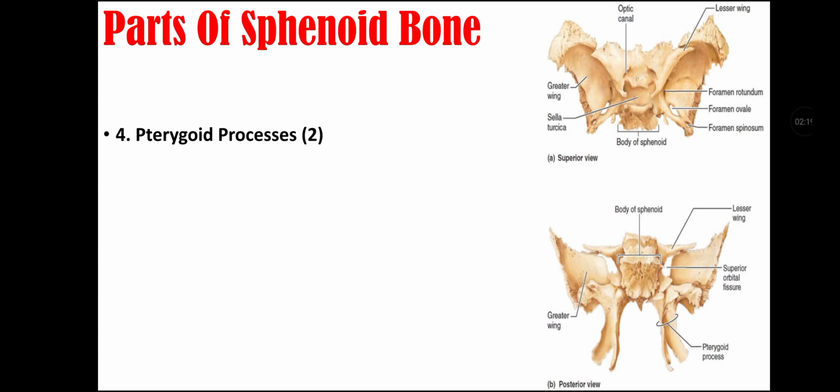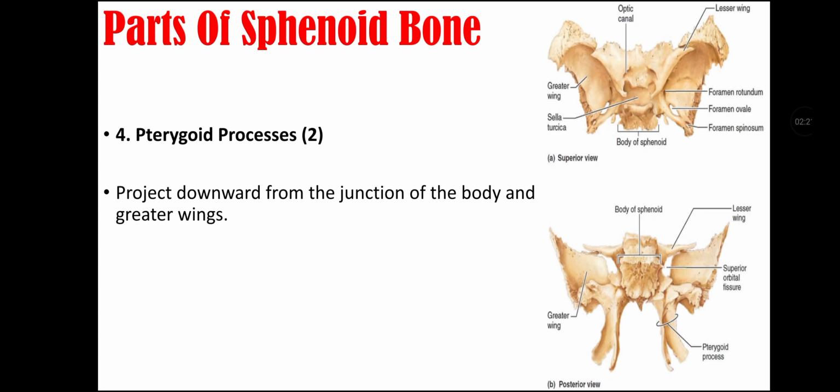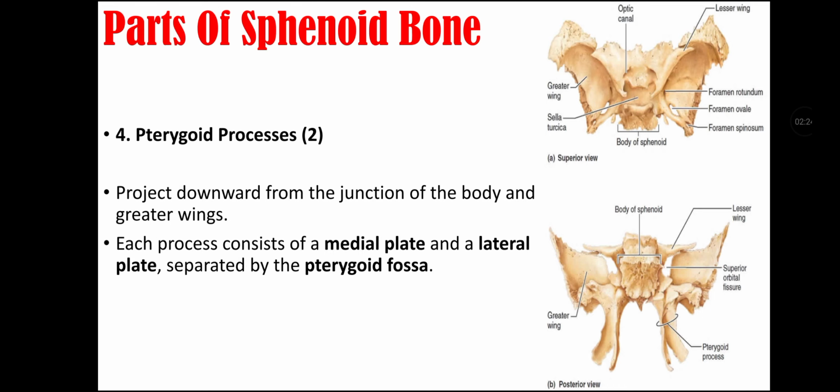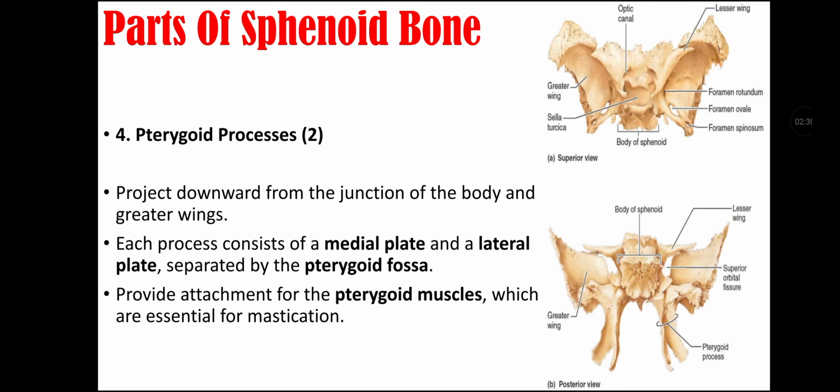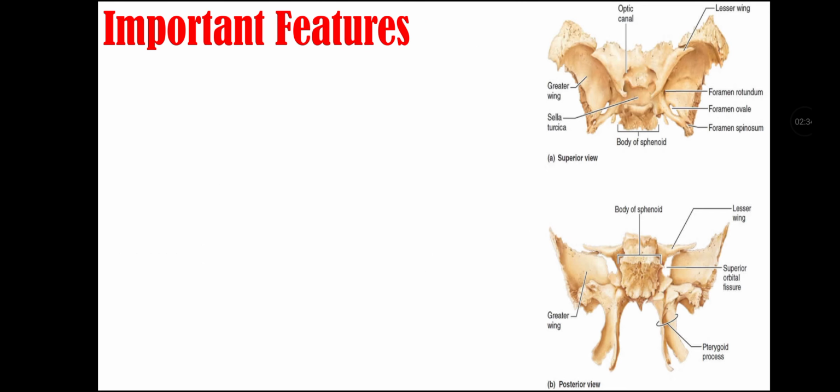Next part are pterygoid processes that project downward from the junction of body and greater wing. Each process consists of medial plate and a lateral plate separated by pterygoid fossa. They provide attachment for pterygoid muscles which are essential for mastication.